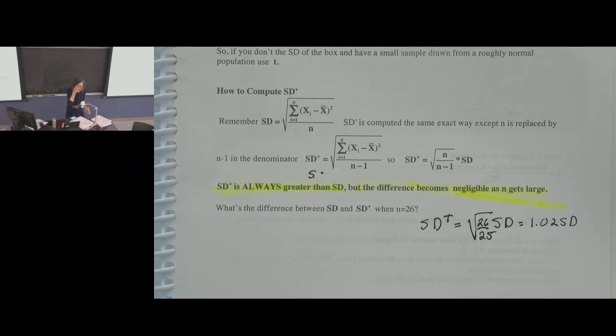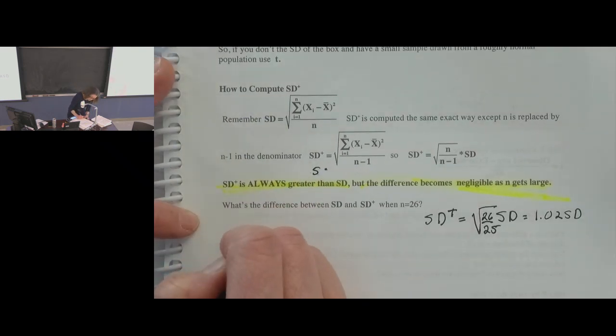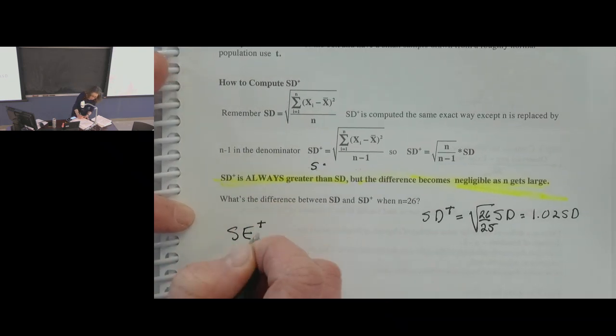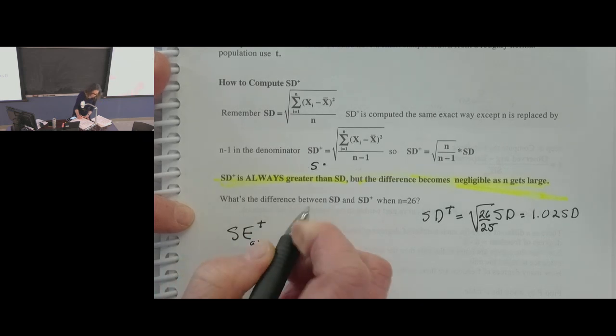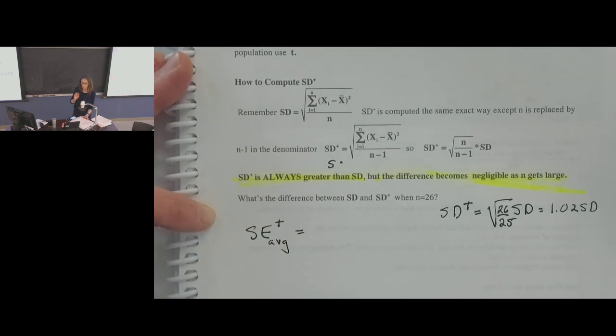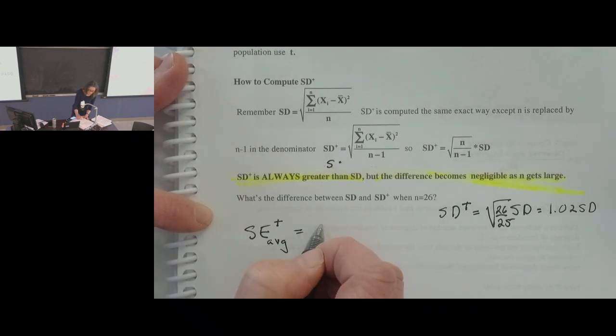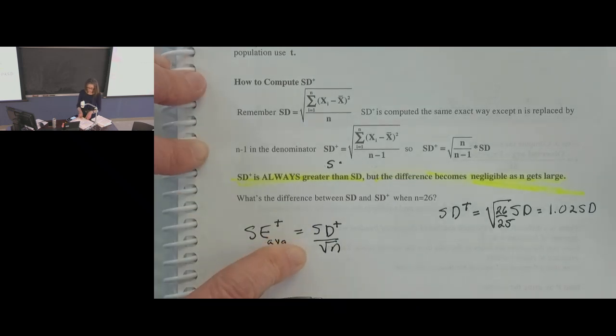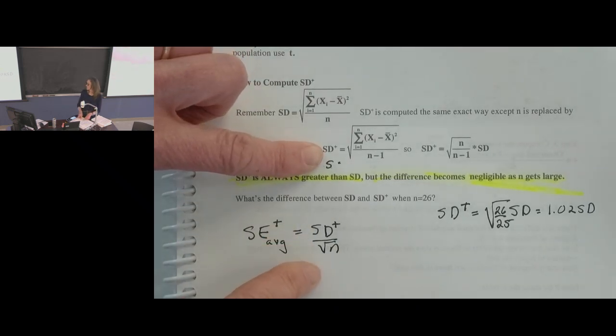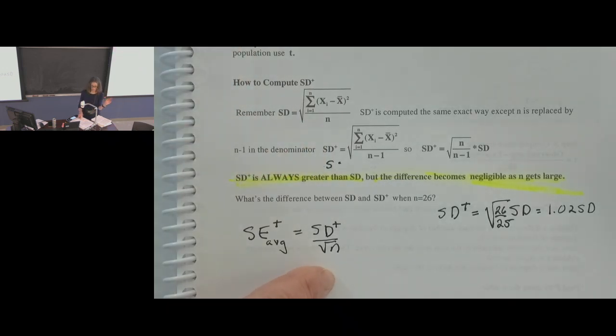So maybe I should just give you one other piece of information while we're on this front page, because you'll probably be looking back at it. So what about SE plus for the average? How would that compare? How do you do that? Well, that's just taking SD plus over the square root of n. And that's what you do in your other courses, because you're usually just given S, right? And you just divide by the square root of n. That's our square root law.